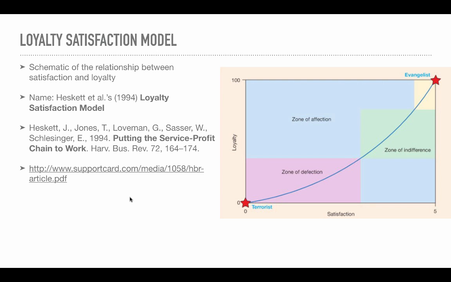So what this model says is that you've got two measures. You can think about people, how satisfied they are and how loyal they are. If they are very satisfied and very loyal, they're going to be evangelists. They're going out there and they're telling people, come to this shop, come to this brand, it's fantastic, you want to be part of this. If you're not satisfied and you're not loyal, then you're a terrorist. You're someone who's going to be going out there and saying, do not come to this brand, do not buy from us, because you're in the zone of defection.